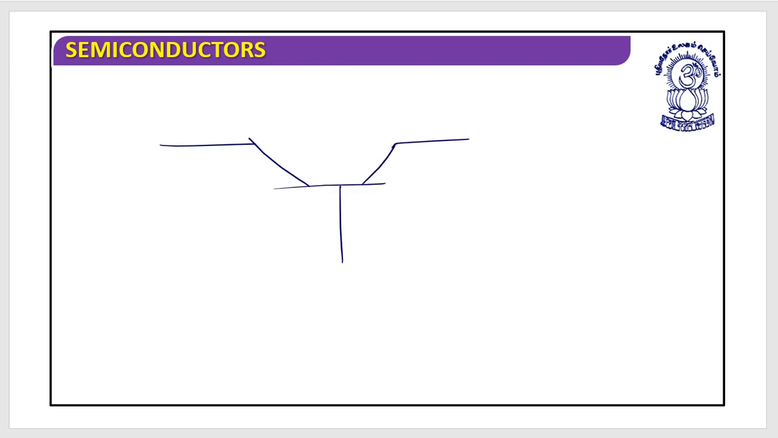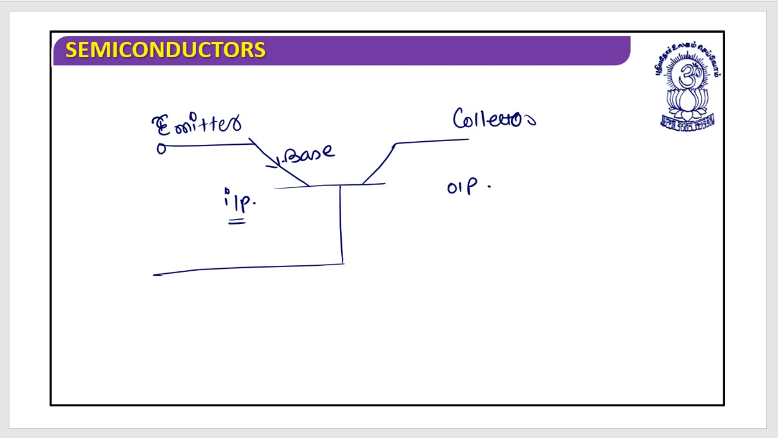That this is the situation. This is the input junction. This is the output junction. And let's say we are representing the PNP. This is the emitter. This is the base. This is the collector.